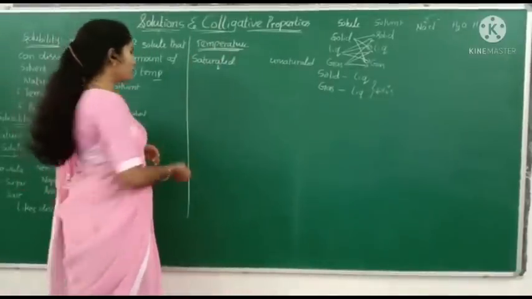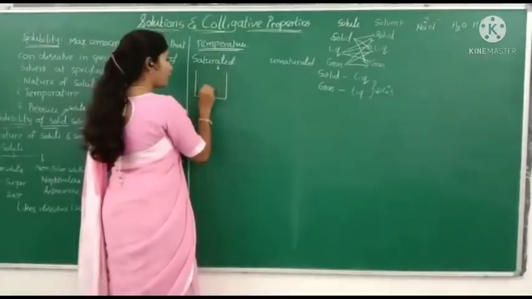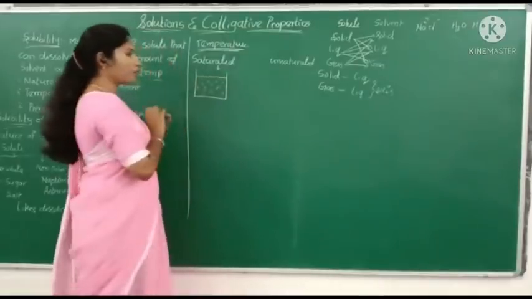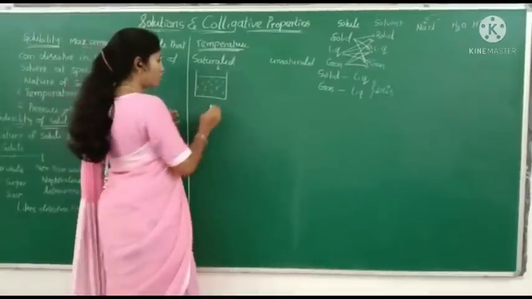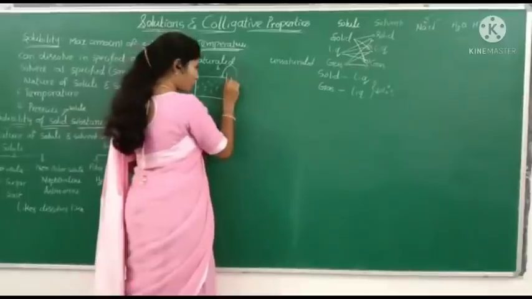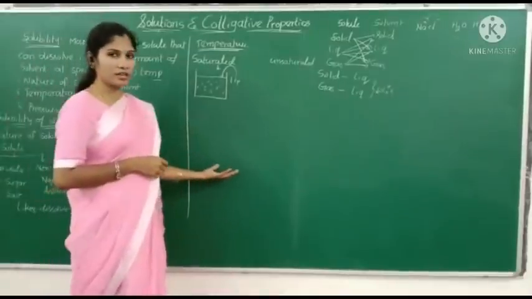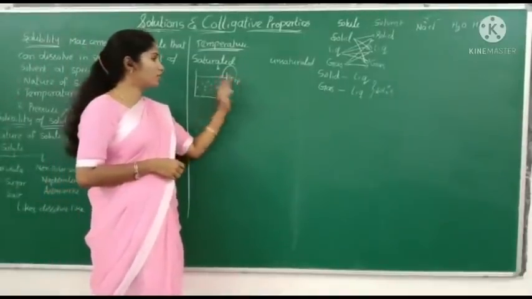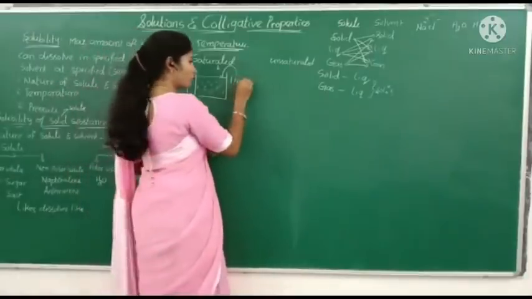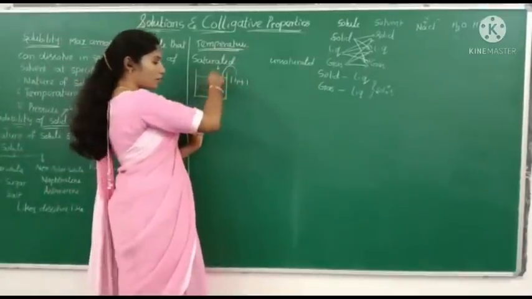Suppose we take a beaker filled with water. Here we are not changing the quantity of the water or solvent. To this add 1 tablespoon of sugar. What can we observe here? The sugar dissolves in water. Next add 1 more. After adding sugar, we have to stir it.